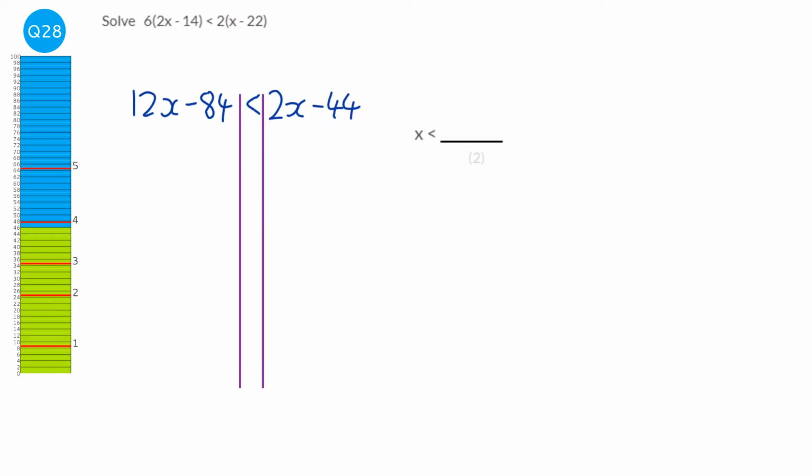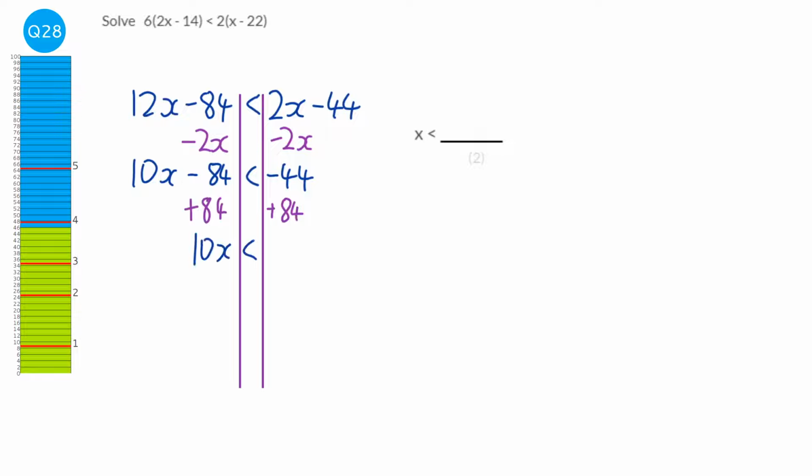And the rule is that we get rid of the smaller amount of x. So we've got 2x here and 12x on the other side. So we're going to subtract the 2x from both sides. And so that'll give us 10x minus 84 is less than minus 44. So we've got minus 44 there, but that won't be a problem because we're going to add 84 to both sides. And so we've got 10x is less than 40.